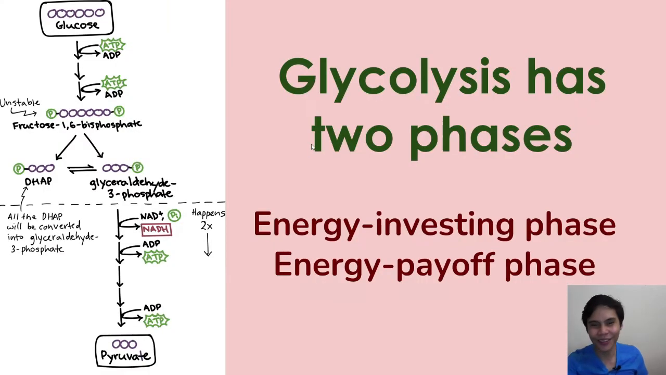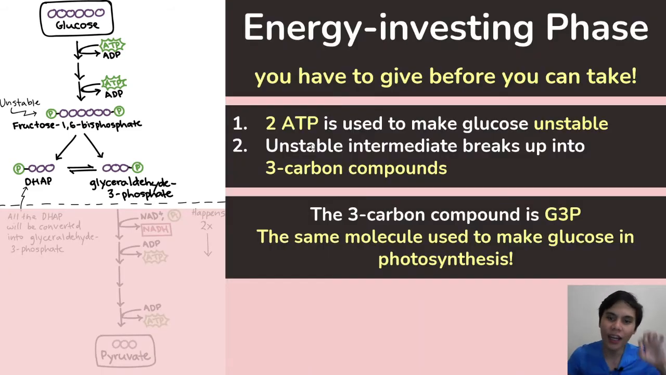So glycolysis has two phases, the energy investing phase and the energy payoff phase. You can't get energy if you don't give something first. Okay? So you get stuff after you give stuff, right? So first, you gotta invest that energy. So two ATPs used to make glucose unstable. This is what's happening over here.